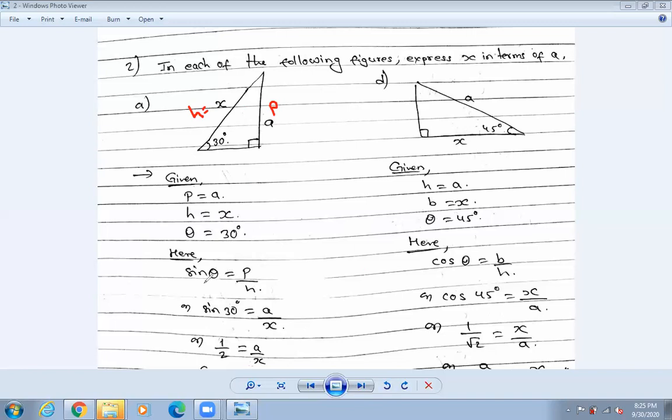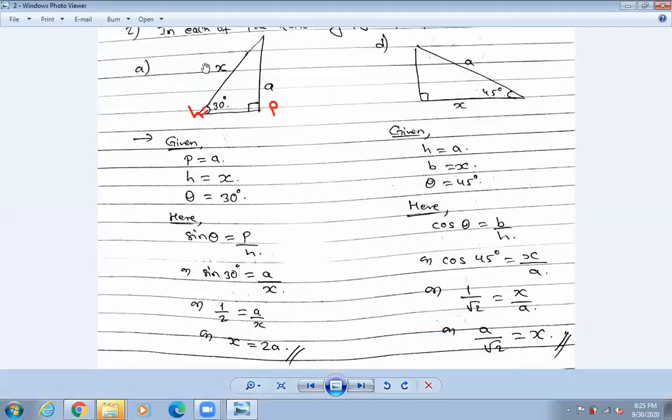So let us write them. Sine 30, sine 30 degrees equals perpendicular, which is a, over H, which means x. Is it okay? Then let me go a little bit down.